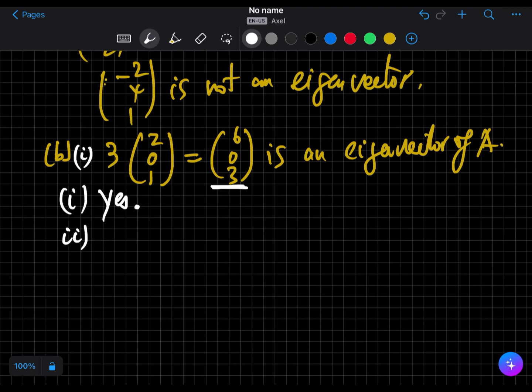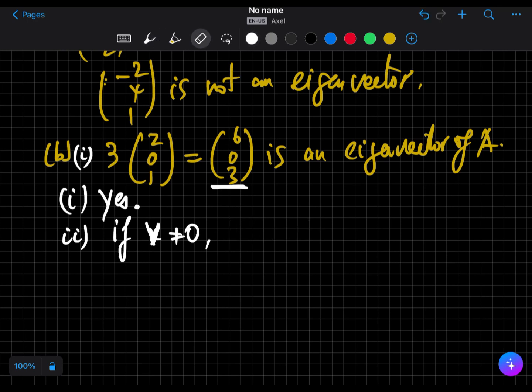So we can prove that by saying that if we have an eigenvector different from 0, then we know that Ax equals lambda, let's call it V. AV equals lambda V.